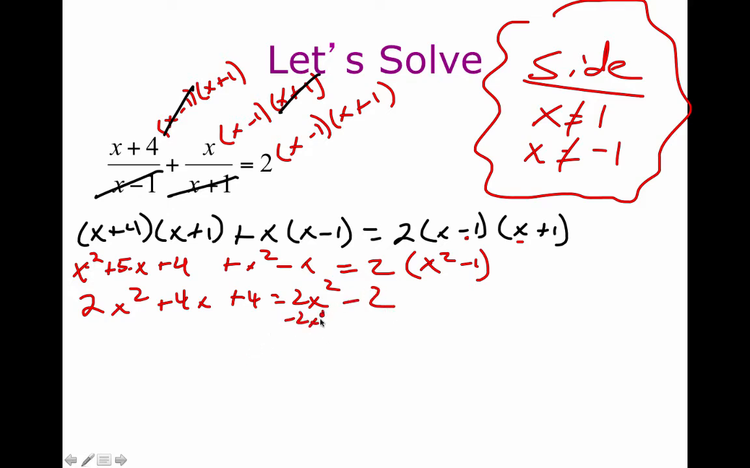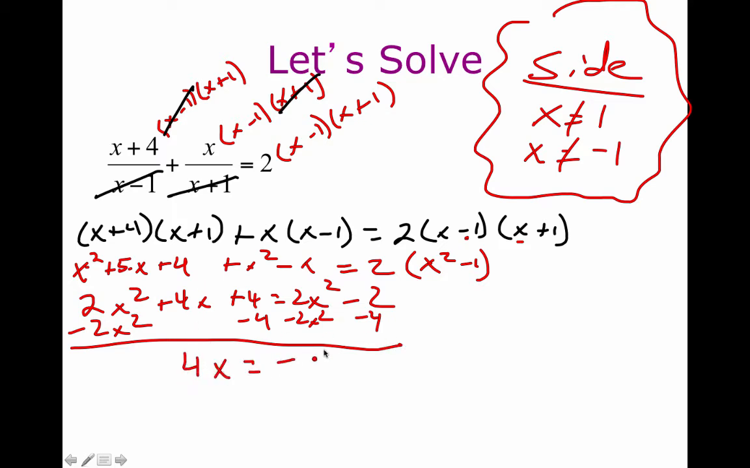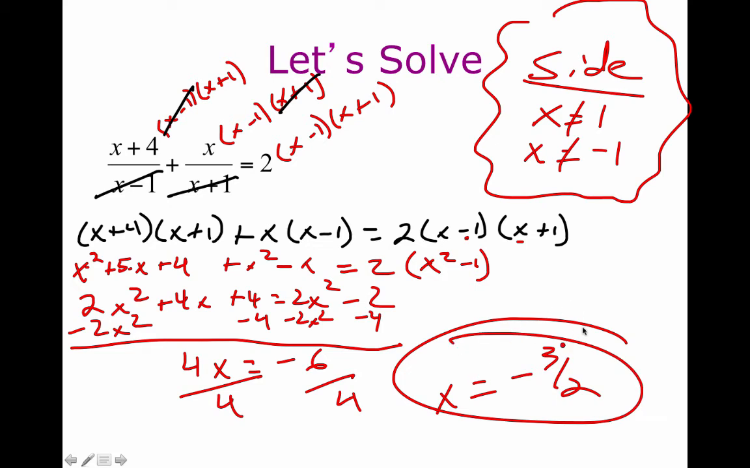Next, I will do minus 2x squared, minus 2x squared. I'll also do minus 4 and minus 4. So I'm left with 4x equals -6, and I get x is equal to -3 over 2, or -1.5. Always check to see and make sure that you didn't defy the laws of math, and we did not divide by 0. We are good to go.